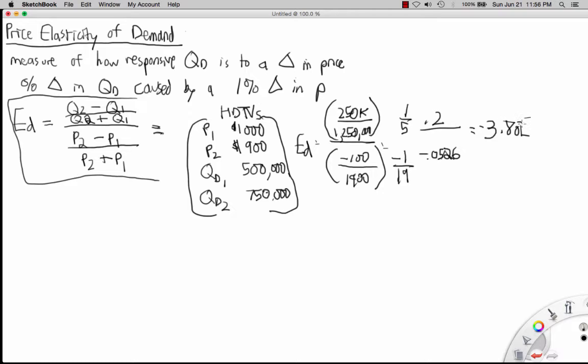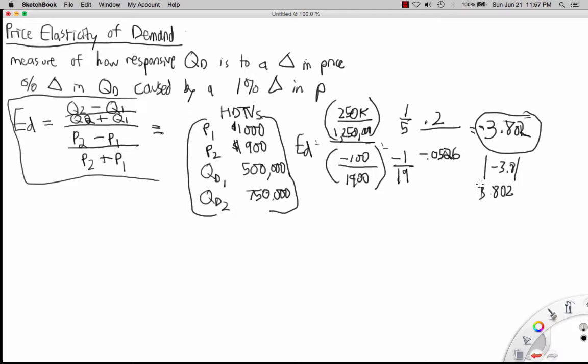Okay, so we've calculated the price elasticity of demand of these HGTVs. However, we're not quite done yet. One caveat, one thing to watch out for: anytime you calculate the price elasticity of demand, you will always initially get a negative value. And so, having said that, you always need to take the absolute value of it. So, of course, in this case, the absolute value of it is going to be 3.802.